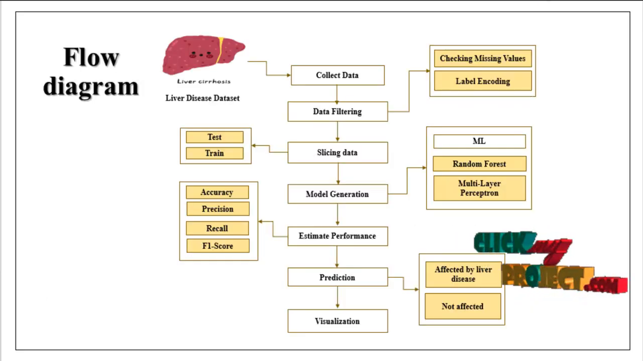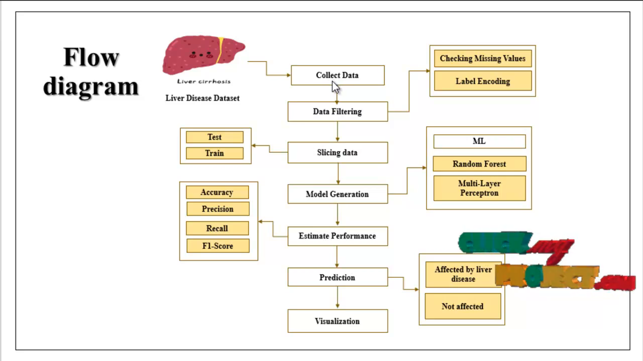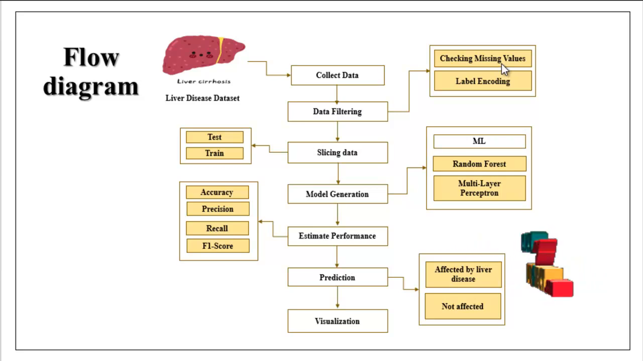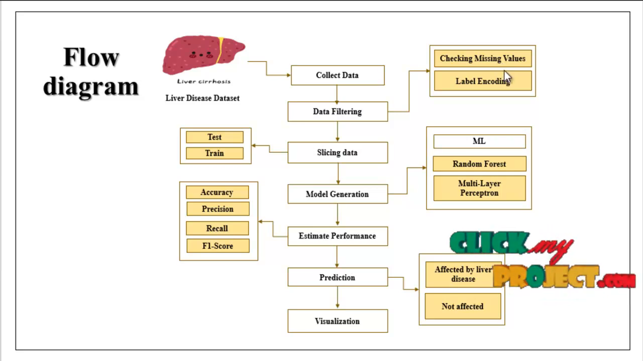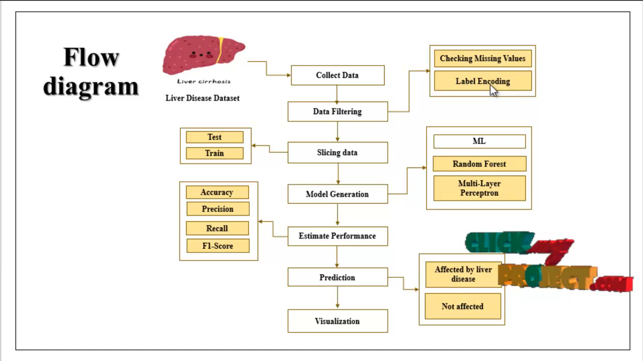Now we are going to discuss the flow of our project. This is our flow diagram. First, we need to take the liver disease data set. We can collect the data and read it by using the pandas package. The collected data is carried to the data filtering module. Here we check whether any missing values are present or not. If there are any missing values, we replace them with zeros to avoid wrong prediction.